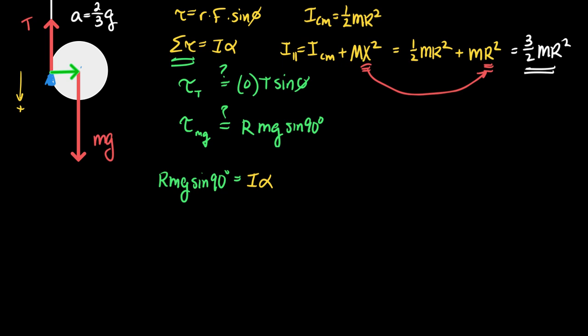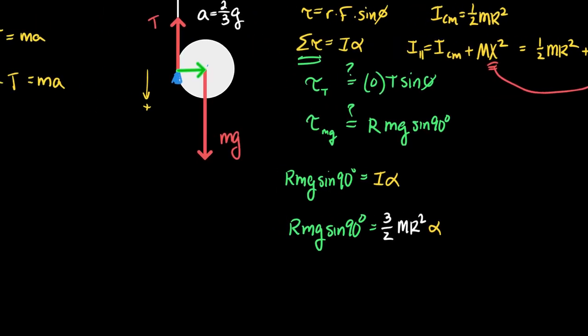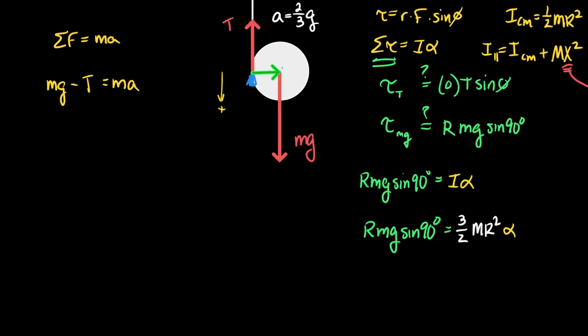And so I go back down here, r mg sine 90 degrees equals 3/2 mr squared times alpha. All right. Parallel axis theorem effectively done. And now I'm getting closer. I mean, things like the sine of 90 I can get rid of. And I can get rid of one of the r's. And it looks like I can get rid of m. I'm getting closer. So let's take a breather here and say g equals 3/2 r times alpha.